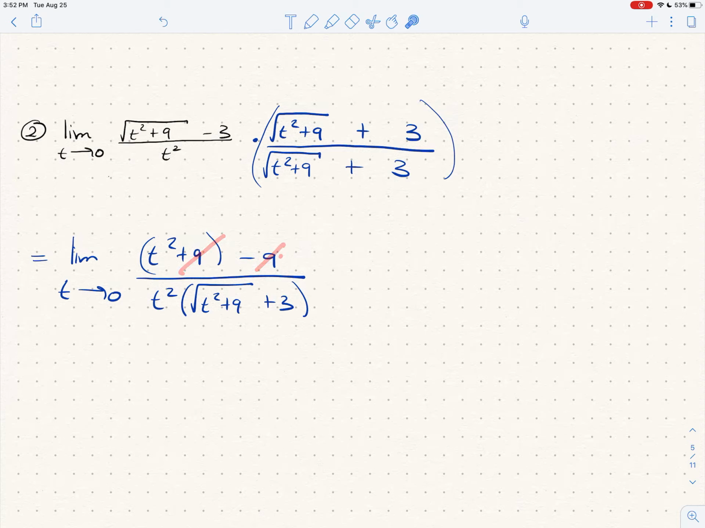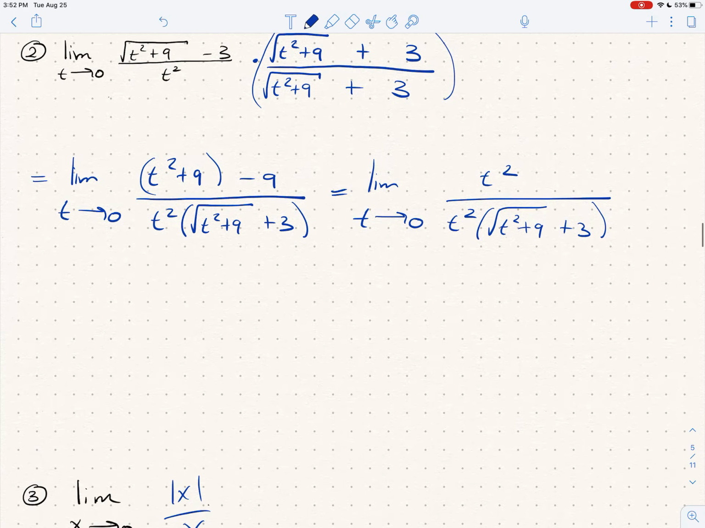Cancel those 9's out, and then actually, once you've canceled the 9's, we're going to cancel the t squareds as well. And so let's write this step by step, though, just so that you have good notes here. So you can write this as t squared over t squared times radical t squared plus 9 plus 3. I'll cancel those t squareds.